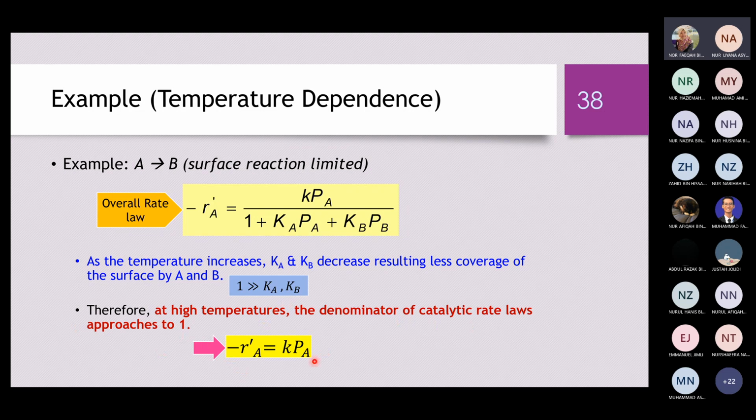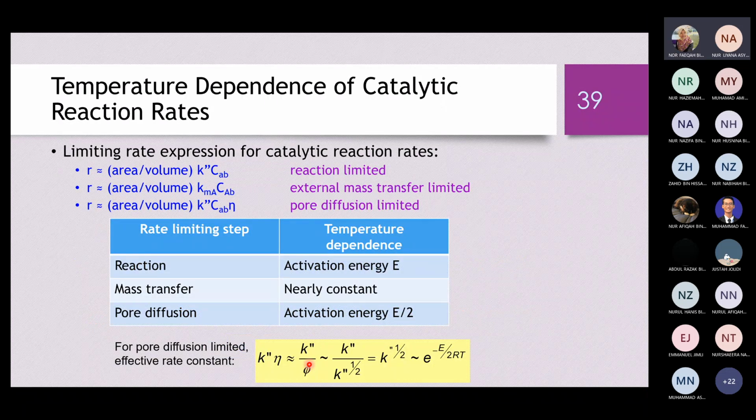Therefore, the overall rate law becomes this equation. So we can call this equation the pseudo-homogeneous rate law, first order. So it will approach a first order reaction. Okay, next, temperature dependence on different reaction limiting.